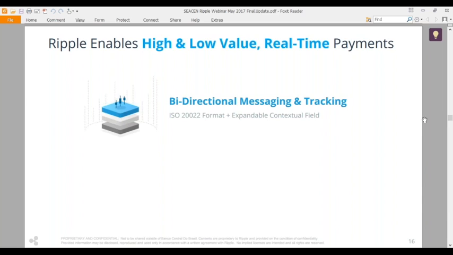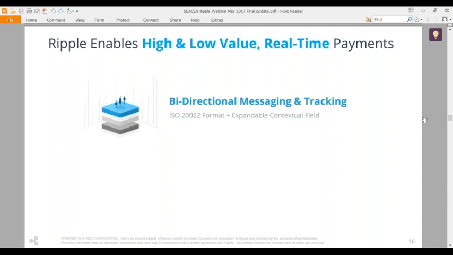So we're using ISO 20022 format, what's becoming an international messaging format. We have some extensible fields that enable the tracking. We chose this format given it is international in scope. There's growing adoption of 20022. And many banks today are already sending 20022 messages via Swift or their existing platforms, so it's an easy integration.